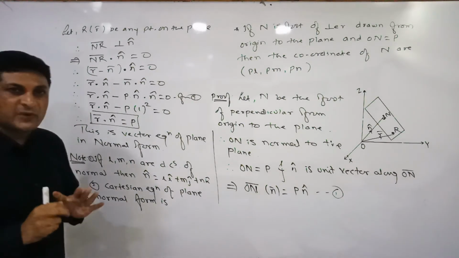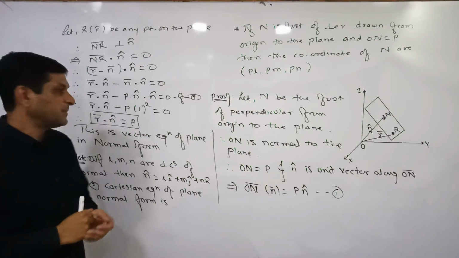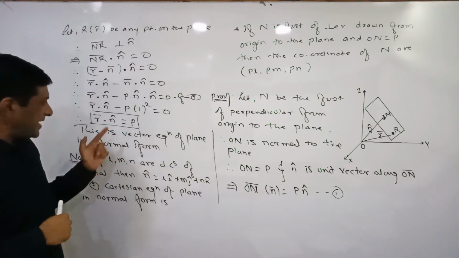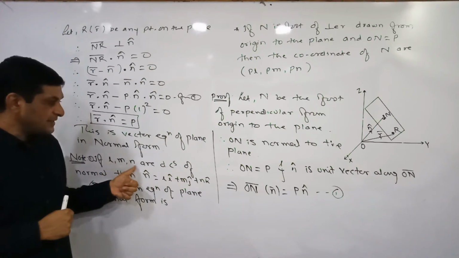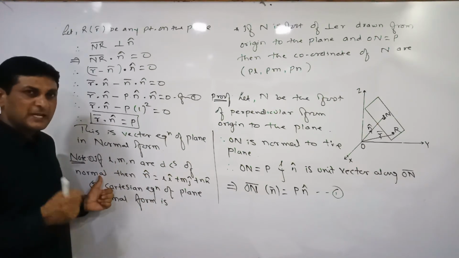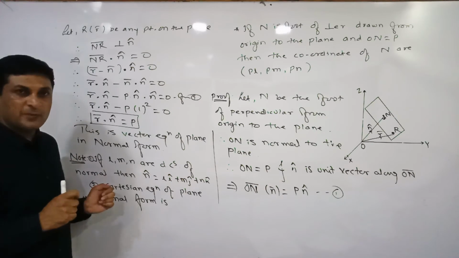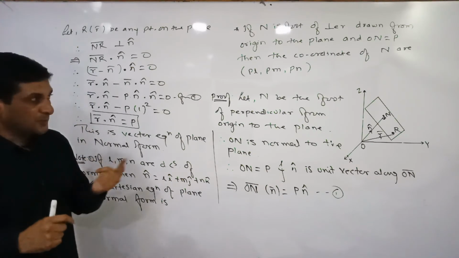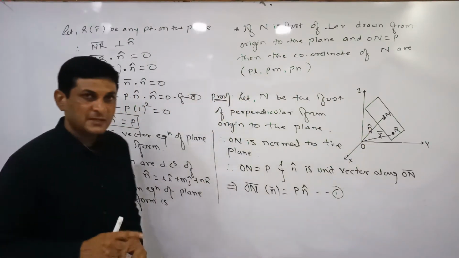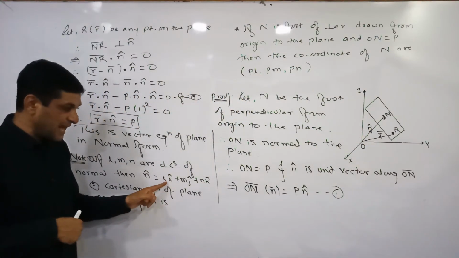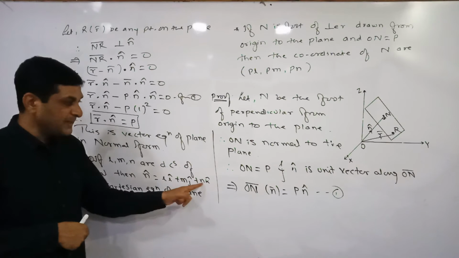So now to find the Cartesian equation of a plane, first we are finding the value of n cap in Cartesian form. Now l, m, n are what? Direction cosines of the normal. If l, m, n are the direction cosines of the normal, then the unit vector along the normal, which is denoted by n cap, will be li cap plus mj cap plus nk cap.